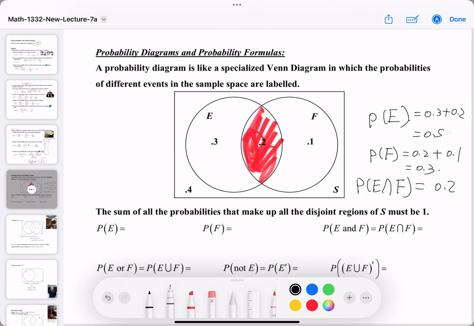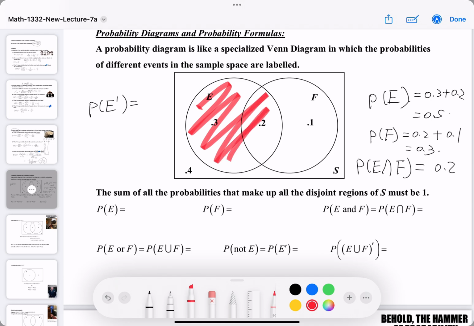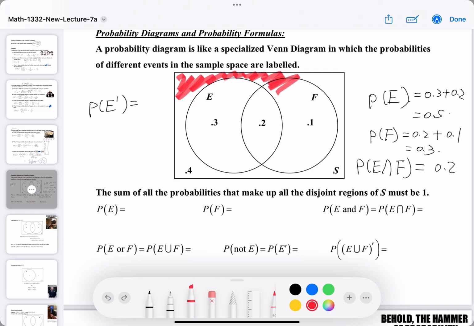Okay, and how about the complement? For example, if I'm talking about P of E prime, what is the complement of E? We know that E is the area here. Complement means in the sample space, but not in E.